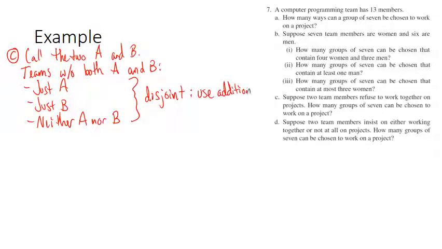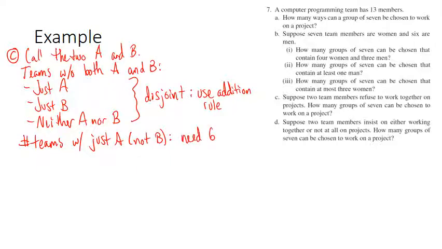There is also a way to do this. I think you could do it with the difference rule. So you could count how many teams there are that have both A and B and subtract that from the total. That might actually be easier, but let me just go ahead with this since I already started doing it. Okay, so the number of teams with just A, so not B. Okay, so I know A is going to be on it, so I need 6 more people besides A.